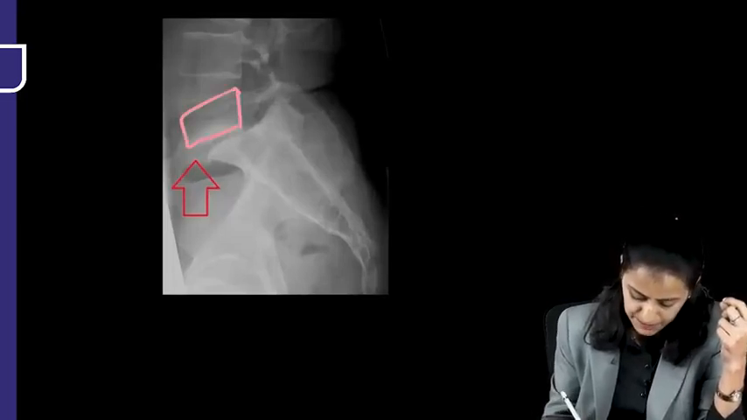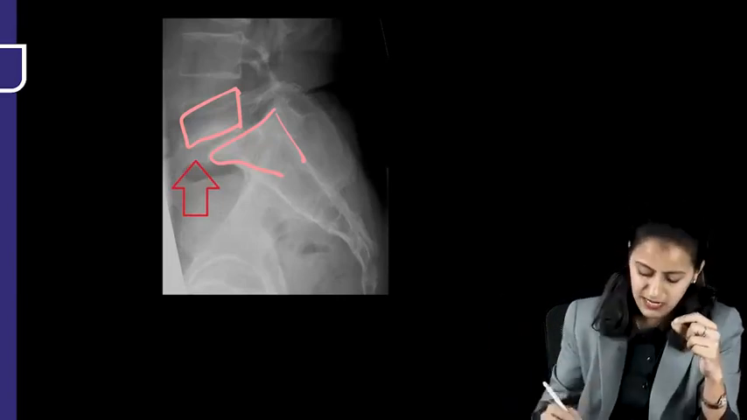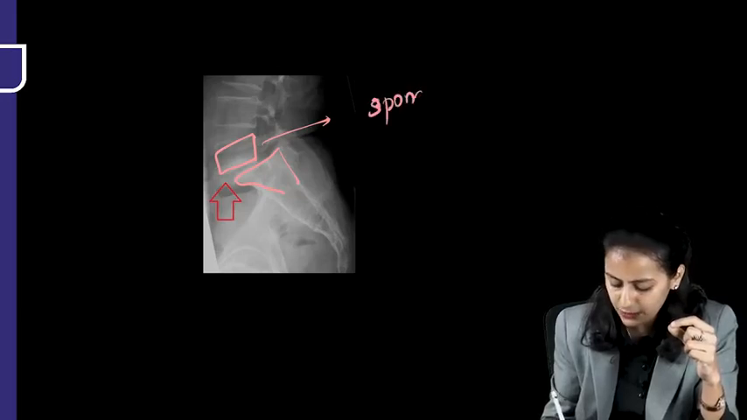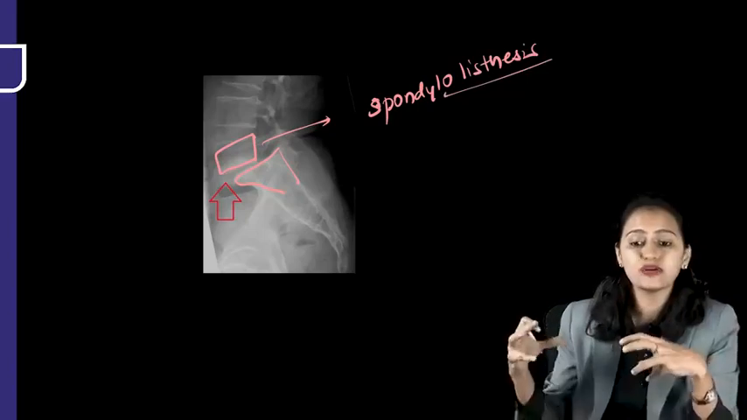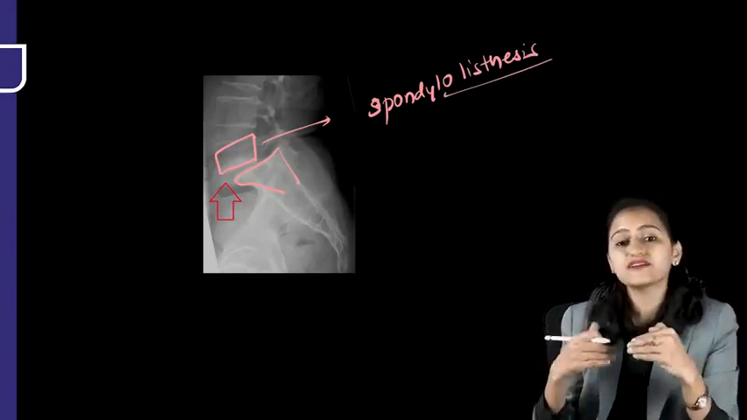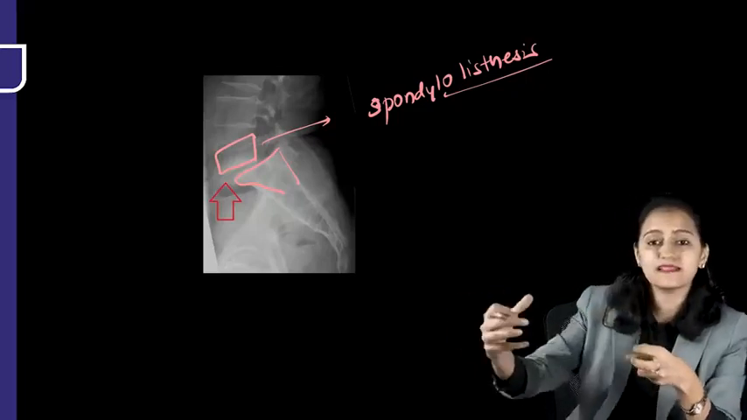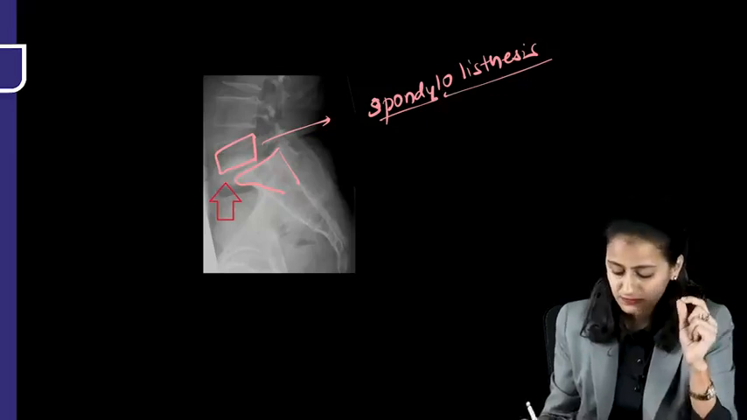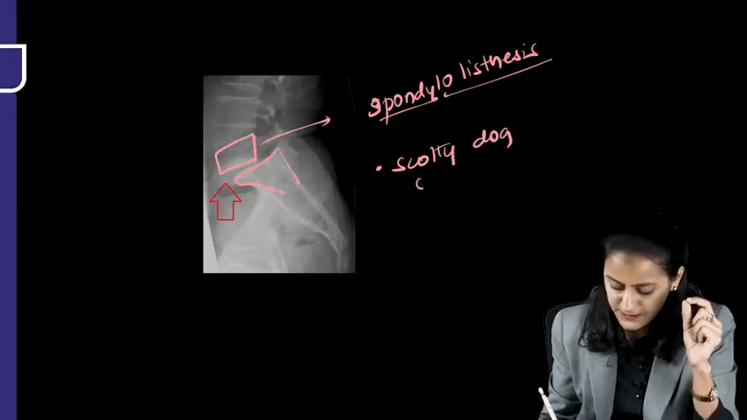This vertebra, the first vertebra, has gone in front of the sacrum. So, there is this malalignment. It has slipped in front. This is spondylolisthesis, which is seen after spondylolysis. Right, the bone becomes unstable and the vertebra can go ahead. That is spondylolisthesis.